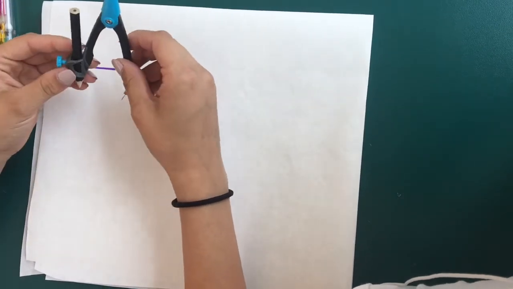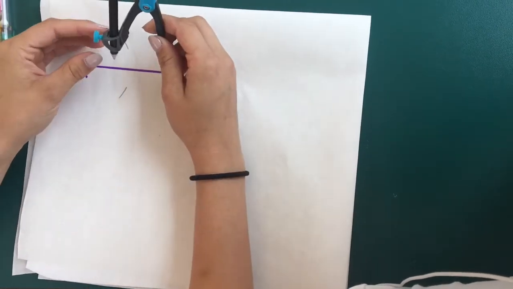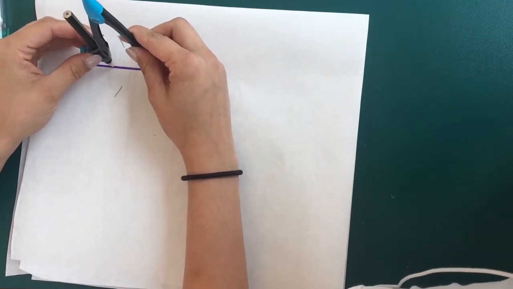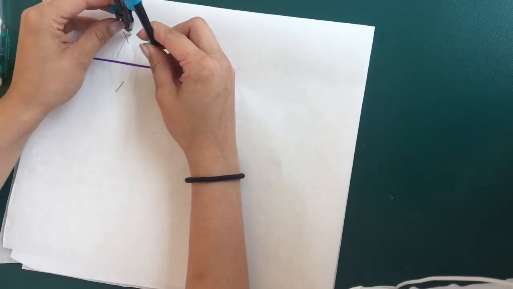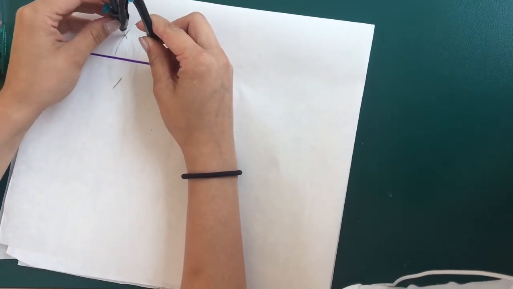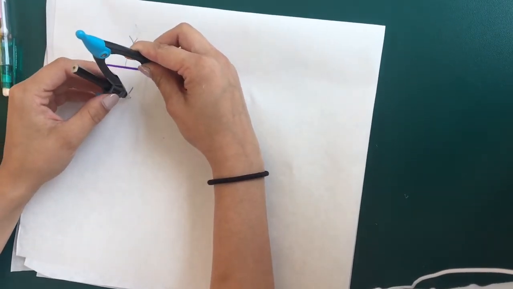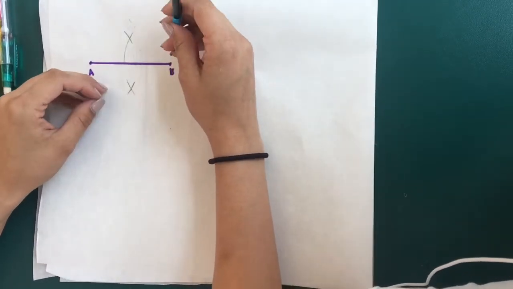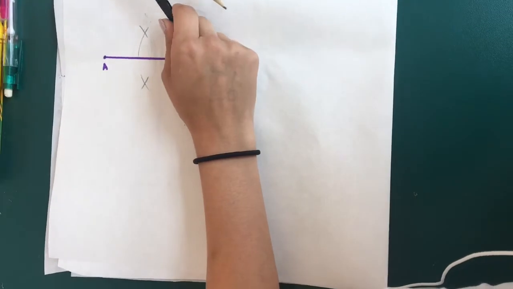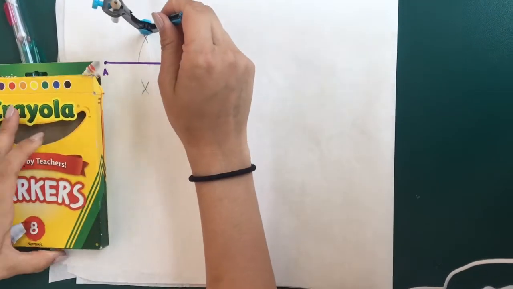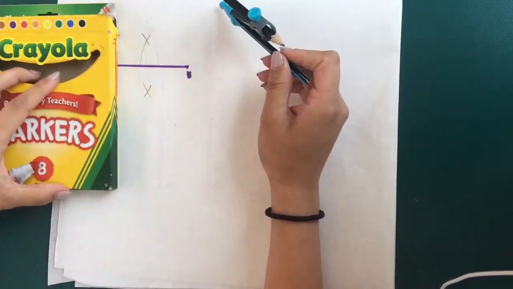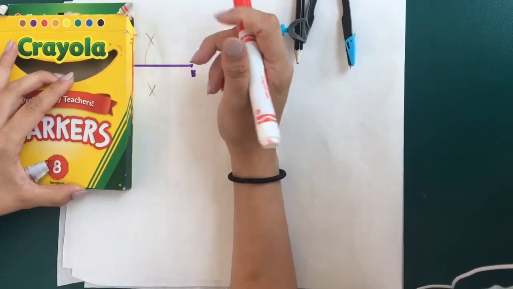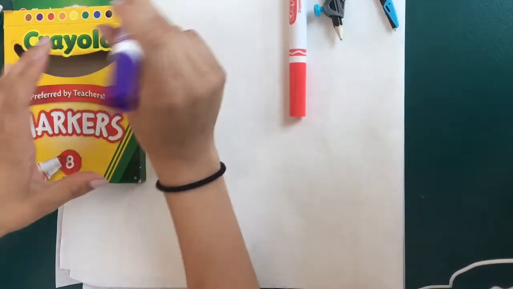Then flip the side, and using the sharp side, place it on B, and make sure your compass stayed the same height. So this is the first one, and then this is the second one. Then draw a line using the intersections that we made, and make sure it intercepts the first two arcs you made. I'm going to use purple.